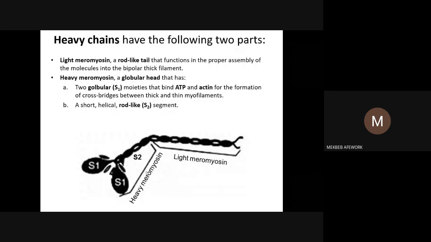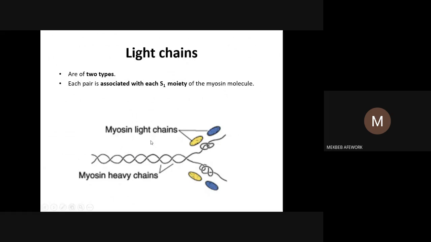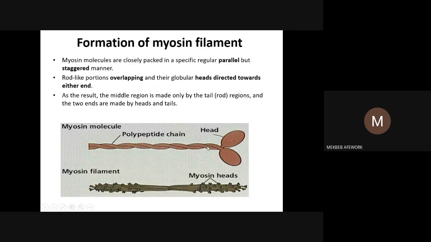The light meromyosins are wrapping each other so that they will get assembled properly. The light chains are 2, and they are associating with the region of the head of the myosin where ATP is to be bound. So when this myosin molecule is to assemble and make myosin filament, as I told you, about 200, 300 of these are to wrap and get assembled together.